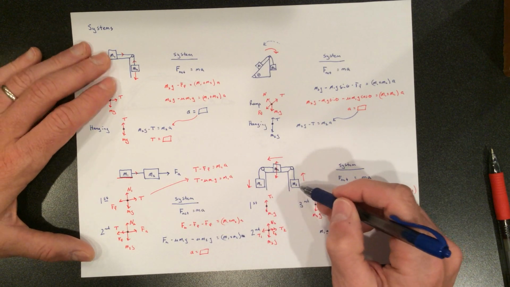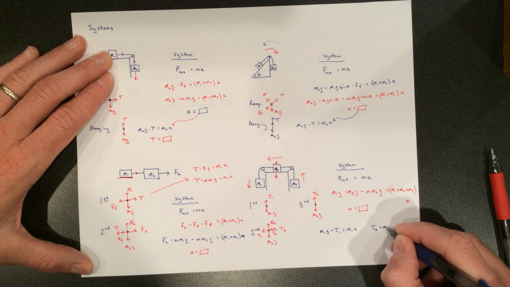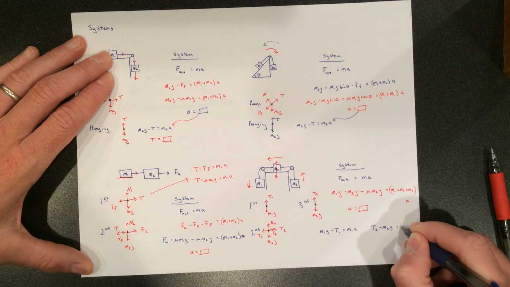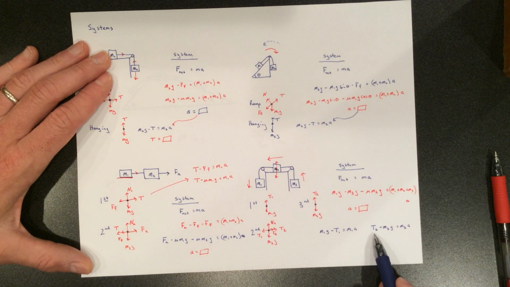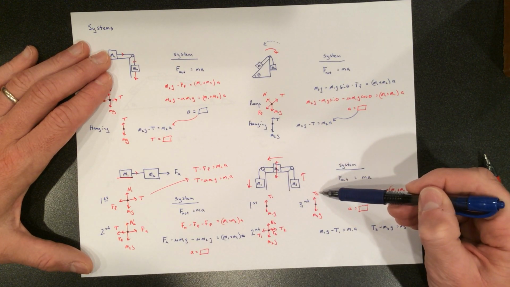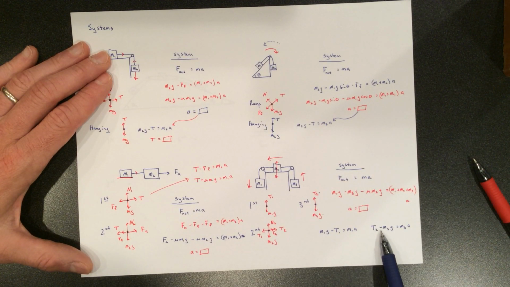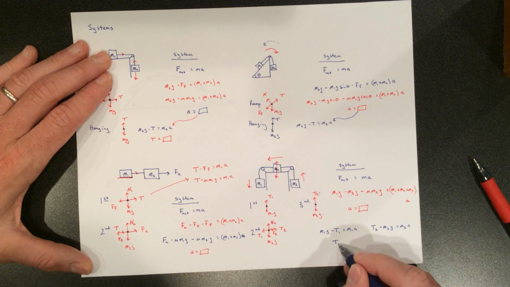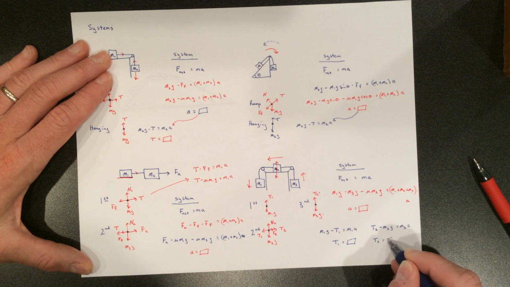If I looked at just box 3, I could do T2 minus M3G equals M3A. And you'll notice over here, I put the tension first. And why? Because box 3 is going up, which means that the up force is bigger than the down force. So T2 minus M3G equals M3A. And again, this equation solves for T1, and this equation would solve for T2.